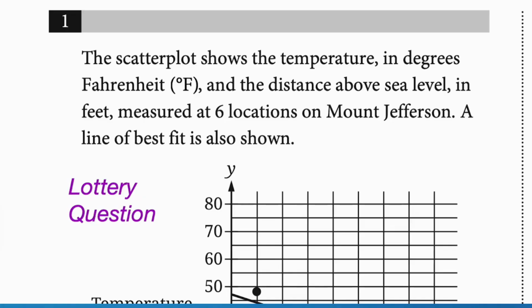And some questions in this are like lottery questions. They are easy, but again, you have to see every single word in it. Okay, let's see question number 1, bundle 7, model 1. The scatter plot shows the temperature in degrees Fahrenheit and the distance above sea level in feet measured at 6 locations on a mountain. A line of best fit is also shown.